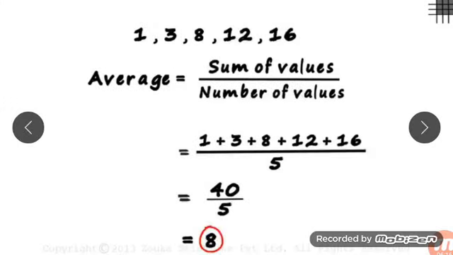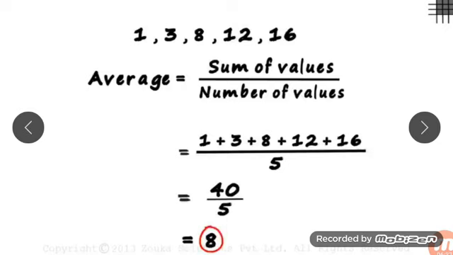Here we can have another example. This 8 shows the average of these data or these observations. So this is the central value, or a single value, or the specific value around which the majority of the data tends to concentrate. 3, 12, 16 and 1 are all near about 8.